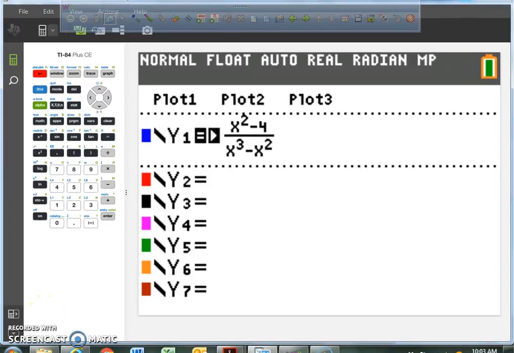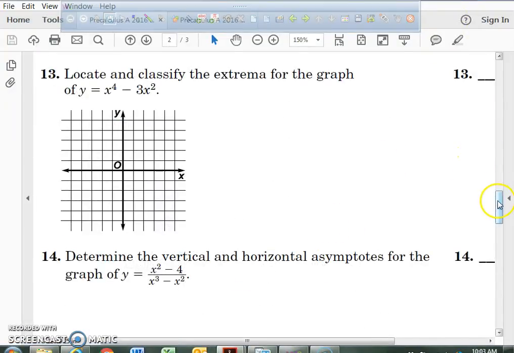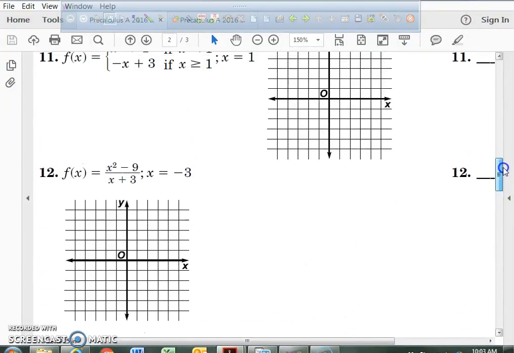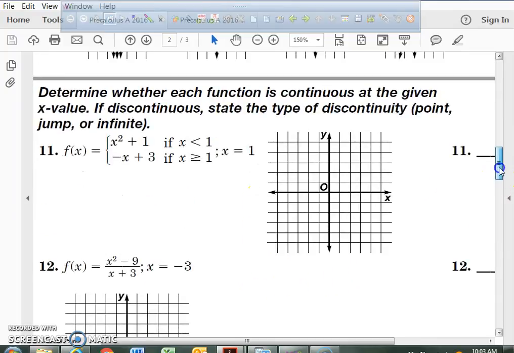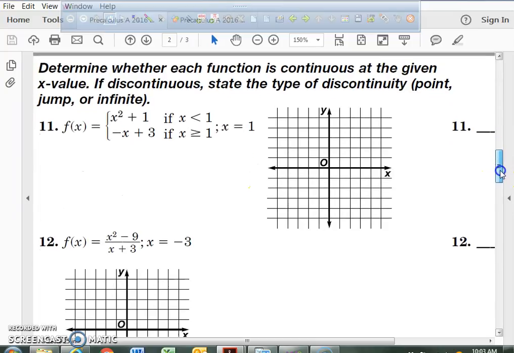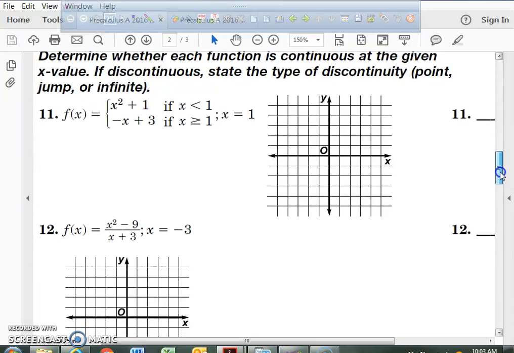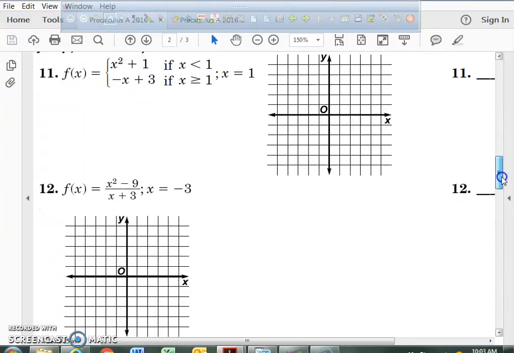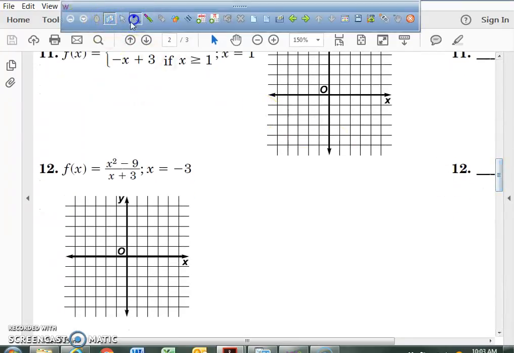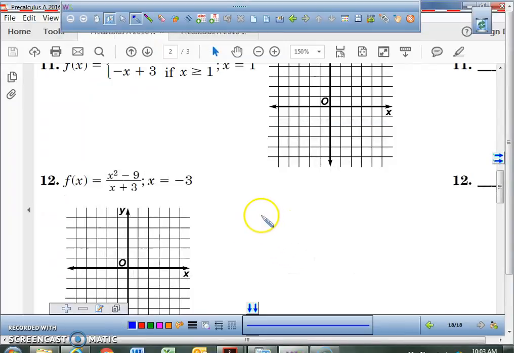Alright, 12 and 13. Let's take a look at 12 and 13. Alright, number 12. What I'd like you guys to do on number 12, it says, determine whether each function is continuous at the given point. Alright? If discontinuous, what type of discontinuity it is. So listen, here we go. We have f of x equals x squared minus 9 over x plus 3.